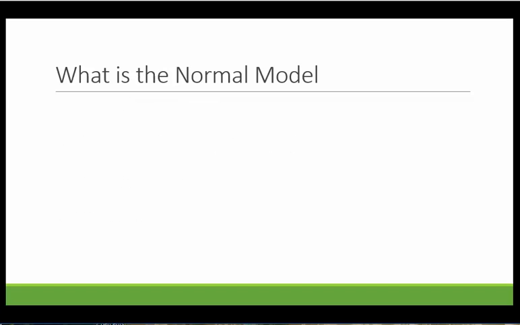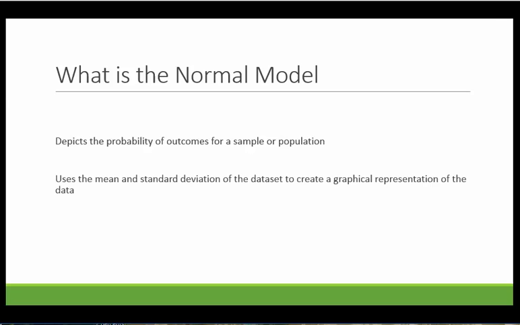So what is this normal model? First off, the normal model depicts probability of occurrence amongst a sample or population. So for example, it might show the likelihood of getting a certain score on a test for a group of students or perhaps an entire classroom. This normal model uses descriptive statistics, using the mean and standard deviation to create a graph of possible outcomes, such as these test scores.